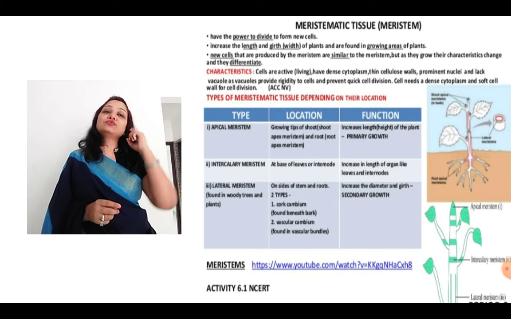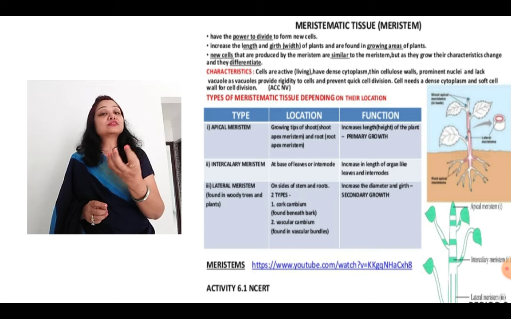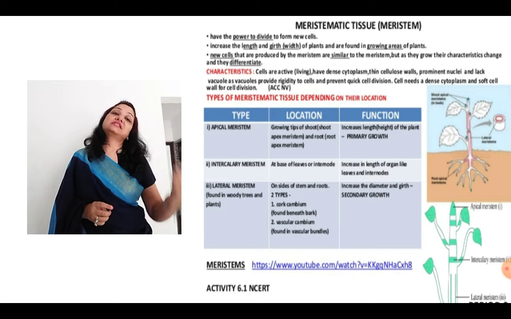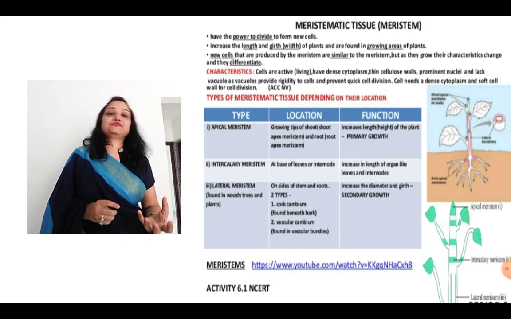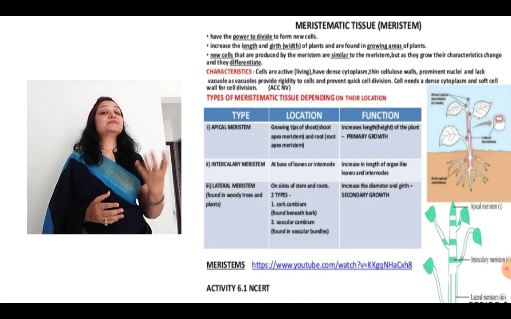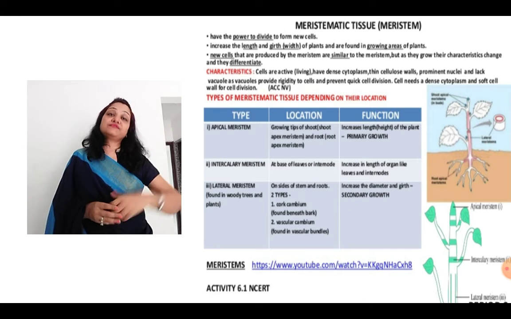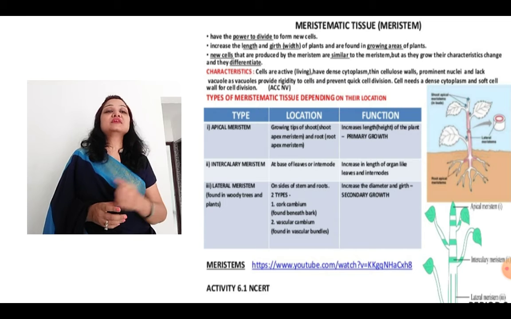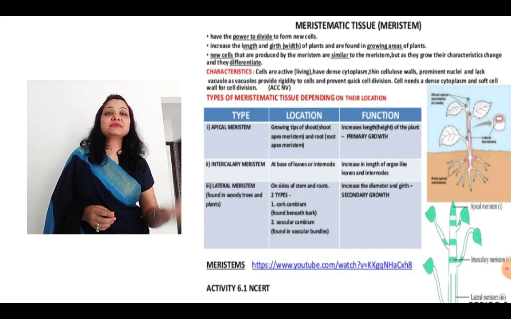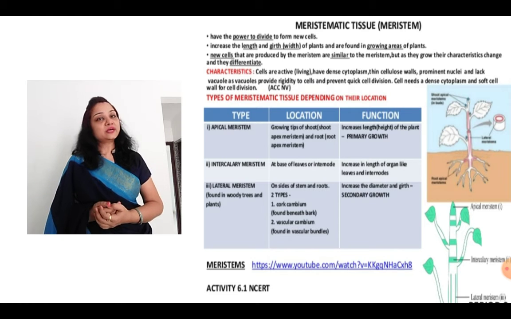Now why is the vacuole less? It is not there because the vacuole gives rigidity to the cells and prevents quick cell division. That's why they lack the vacuole, because here the main function is cell division. So they lack the vacuole. If the question comes, you must know the answer, right? Now these cells need a dense cytoplasm and a soft cell wall so that they can easily divide, right?